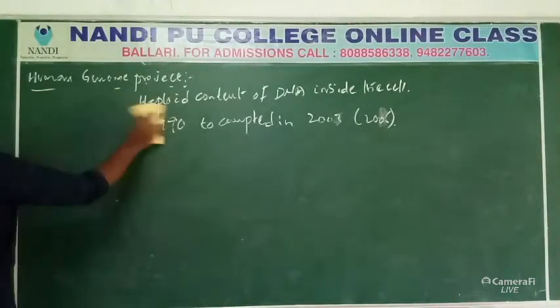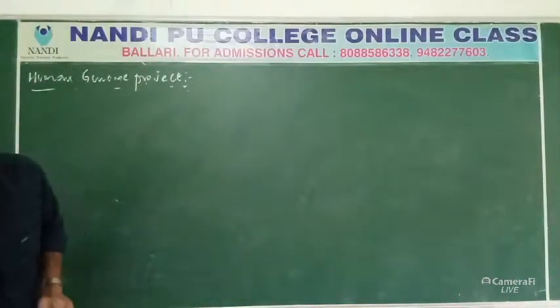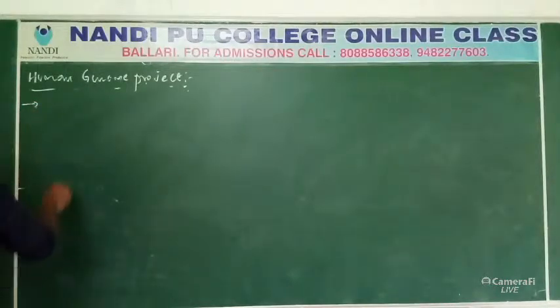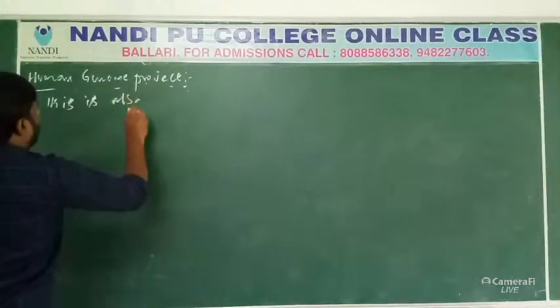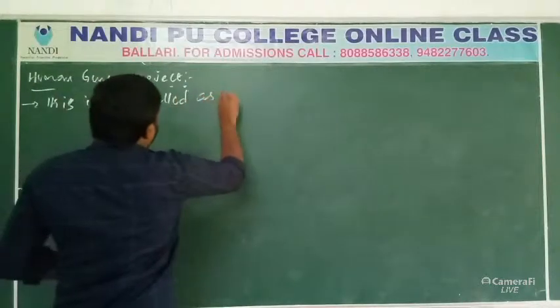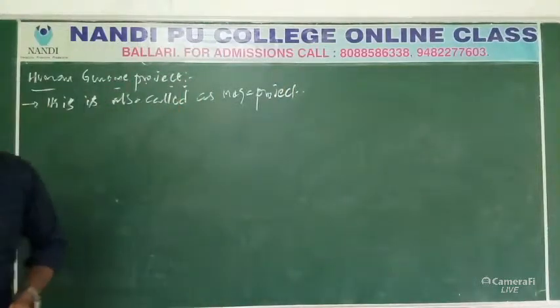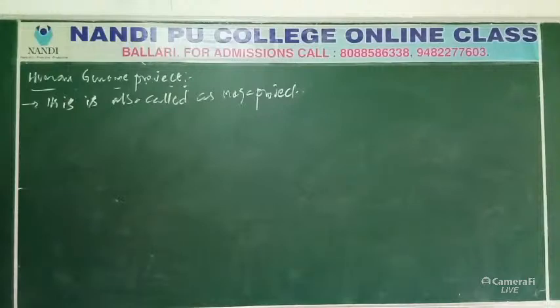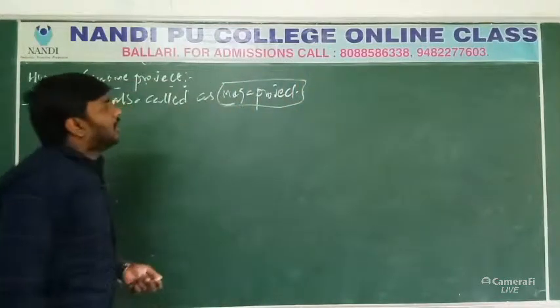Now we are going to discuss some importance of this human genome project and some special features of the human genome project. This human genome project is also called a mega project. Why is it called a mega project? Very important, children, especially for theory examinations. So the human genome project is also called mega. Mega means huge. It is a big project. Why is it called a big project? There are several reasons why the human genome project is called a mega project.